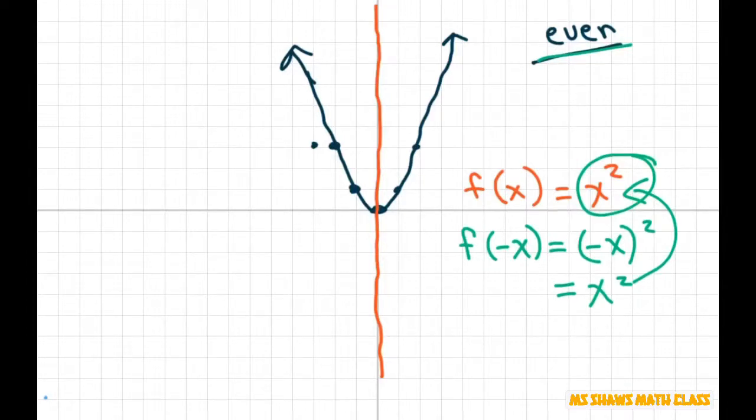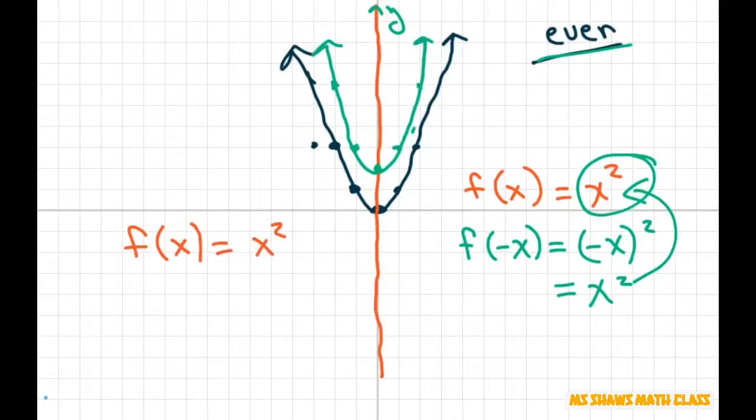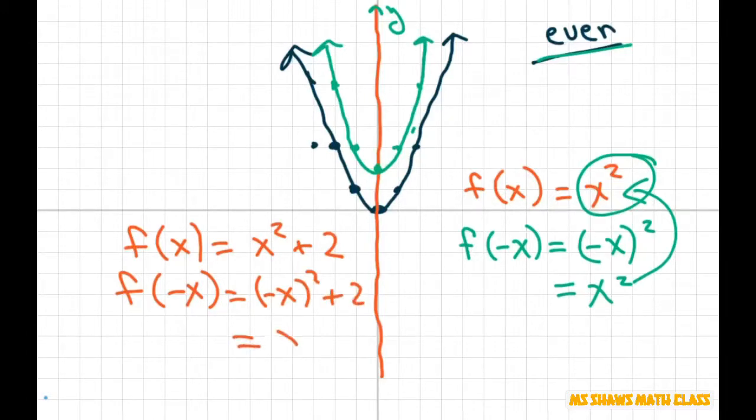Now, if I shift this up 2 units, is that even? Yes, that's even because it's still symmetric about the y-axis, meaning if you fold it, it should match up. So as I shift it up by 2, f of x equals x squared plus 2, a vertical shift up. Plug in negative x, get negative x squared plus 2, which equals x squared plus 2, which gives you back the original.